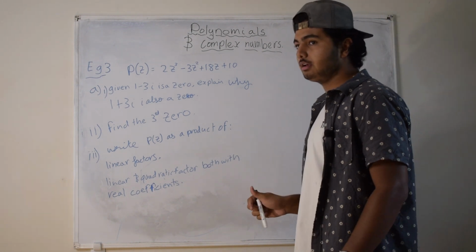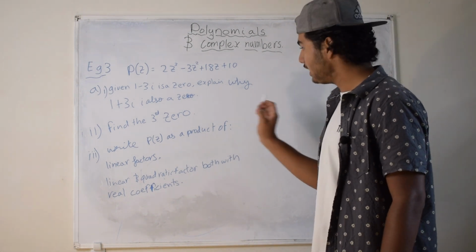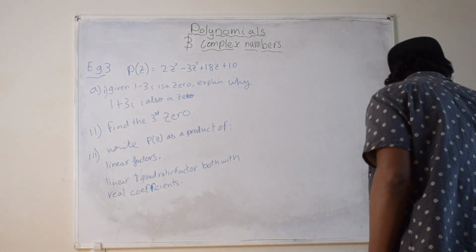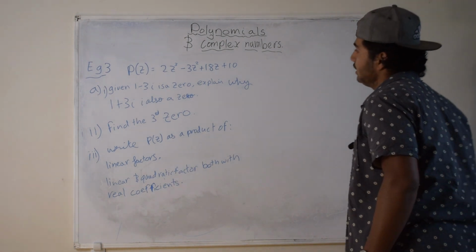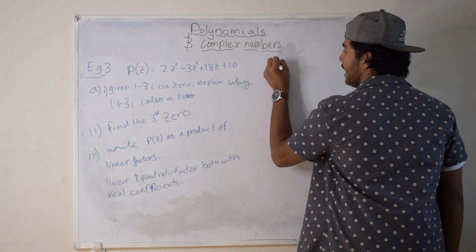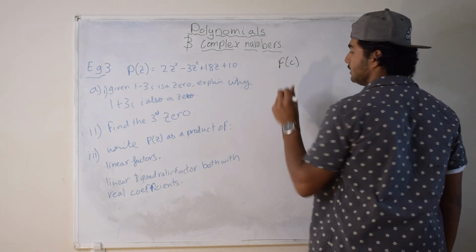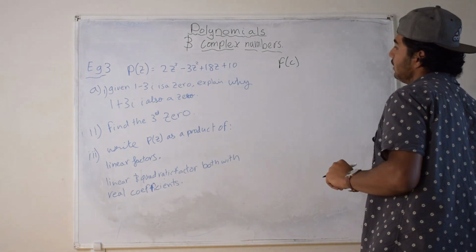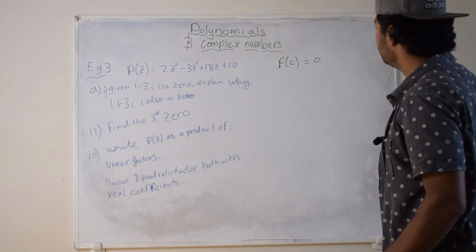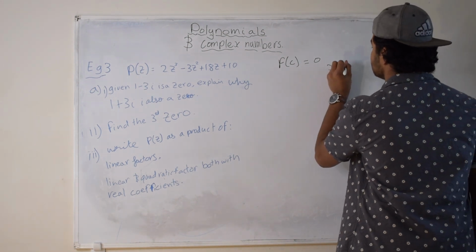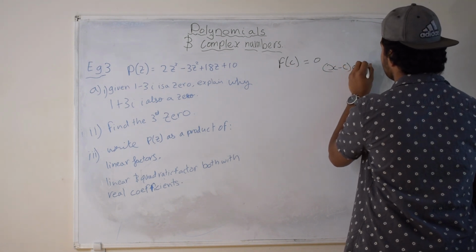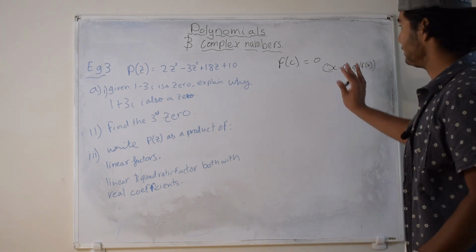So before we start anything, we're going to need the factor theorem later in this. So let's just begin with what the factor theorem is. The factor theorem suggests that given f of c, if f of c gives you the value of 0, you know x minus c is going to be a factor of f of x. That is pretty much it about the factor theorem.